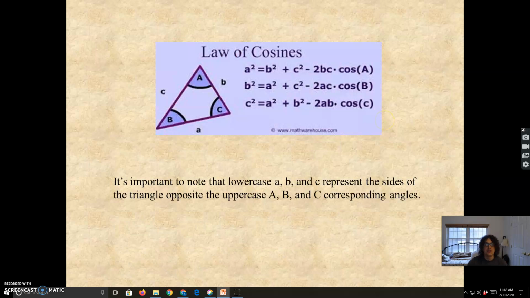Now, the law of cosines, as you can see, is c squared equals a squared plus b squared minus 2ab times the cosine of C. It is a capital C, but it's hard to recognize that, and that's capital A, capital B. It's important to note the differences between the lowercase abc and the uppercase ABC. The lowercase a, b, and c represent the sides of a triangle opposite the uppercase A, B, and C, which represent the corresponding angles. That's critical.